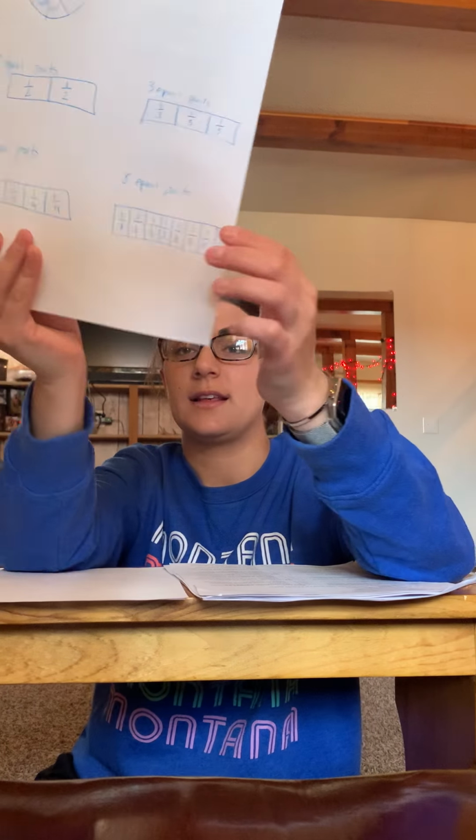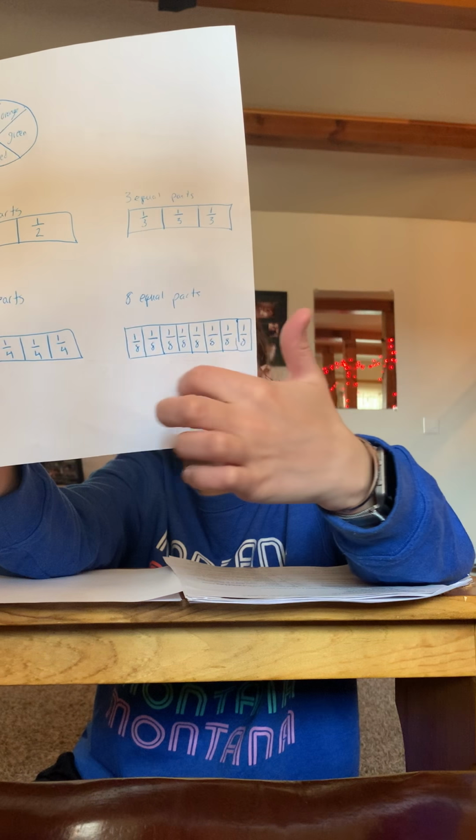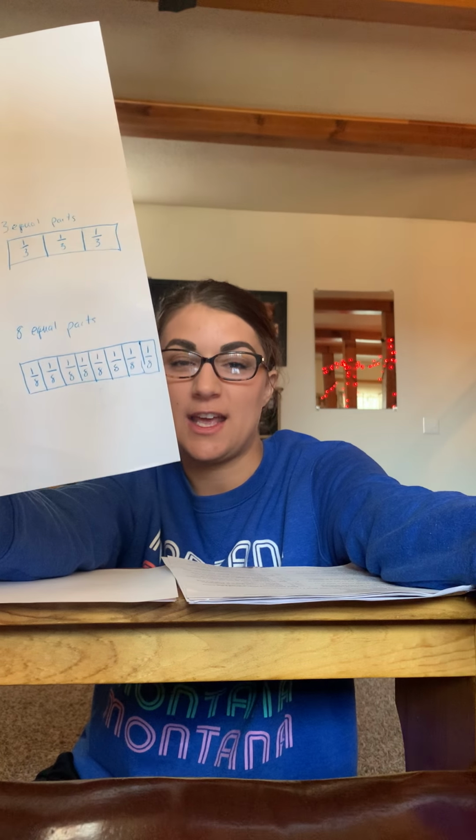So it would look like this. That's how you would write that. Okay? This is 1/8. And altogether you get 1 whole, which is 8/8. Stuff like that, okay?